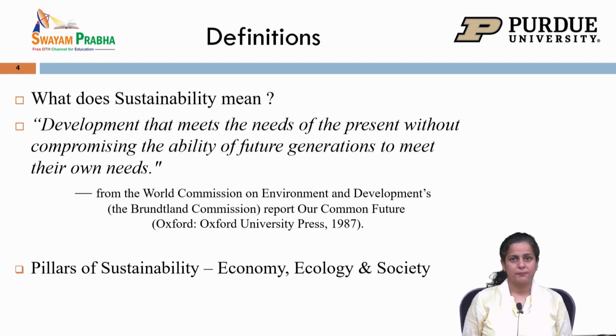So, definitions. What does sustainability mean? The Brundtland Commission put forth this definition in 1987, which was about development that meets the needs of the present without compromising the ability of future generations to meet their own needs.